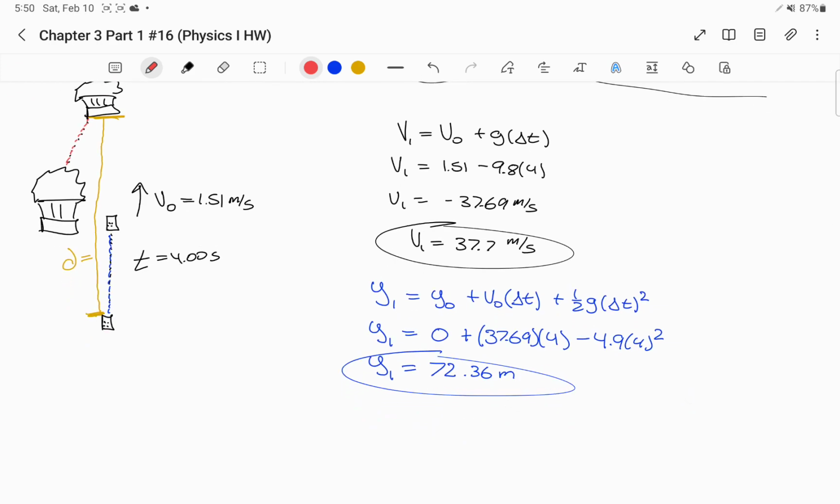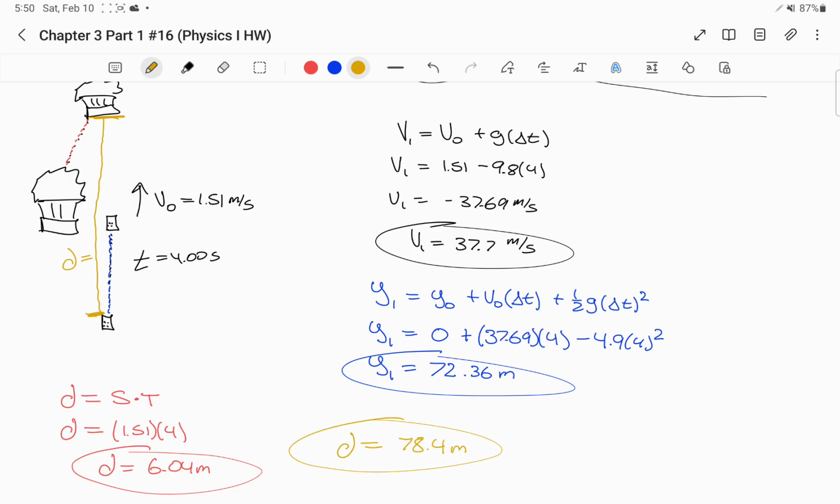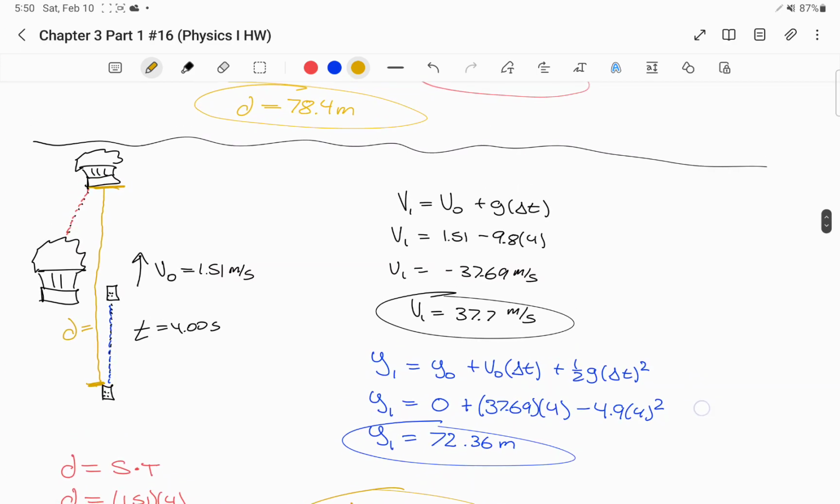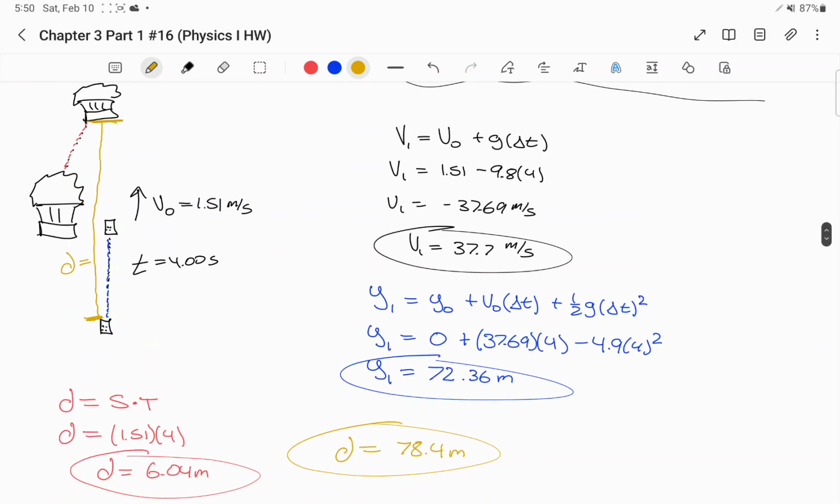So again, we know that speed is equal to distance over time. So multiplying time by both sides, we get distance is equal to speed times time. So essentially the speed is 1.51 and the time is 4. So we get 6.04 meters. Now, the distance from the phone to the balloon is going to be the sum of 72.36 plus the distance of 6.04, which gives you a total of 78.4 meters.